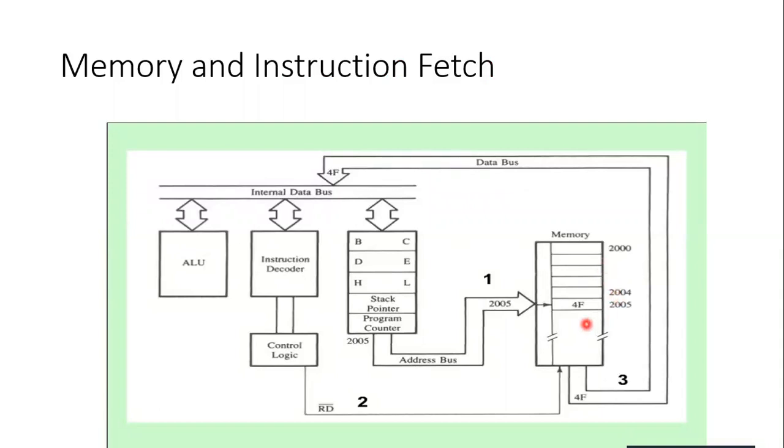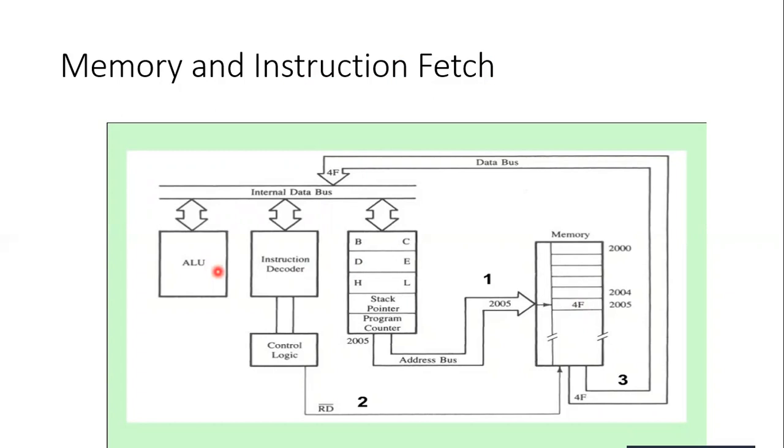The instruction 4F, that is the binary value 0100 for the 4 and 1111 for the F. So we take this as hexadecimal. So how is this 4F transferred to the ALU to perform the operation?